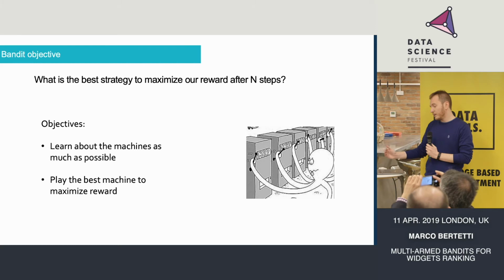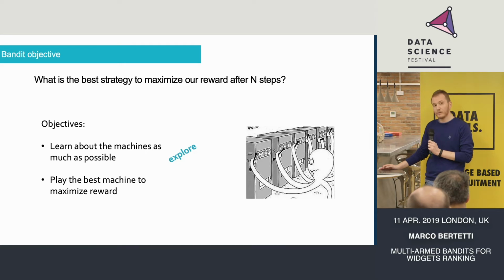So given this objective, what you would do from a rational point of view if you had a very large amount of money you could spend on this. So the first thing you would do, you probably will learn about each machine as much as possible by playing each of them as many times as you can. And in the Bandit world, or in reinforcement learning world in general, this is called the exploration phase.